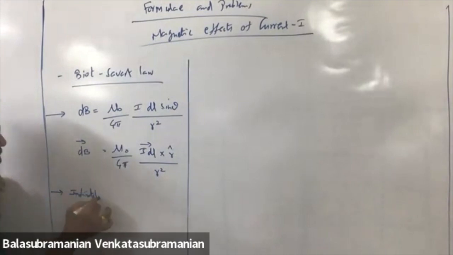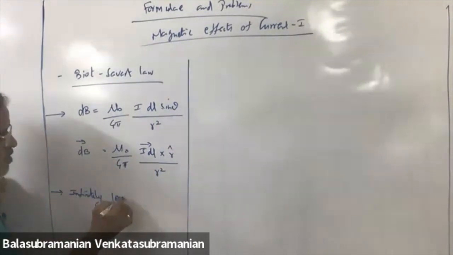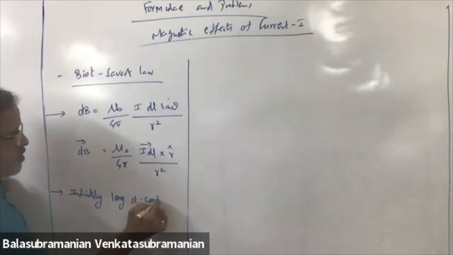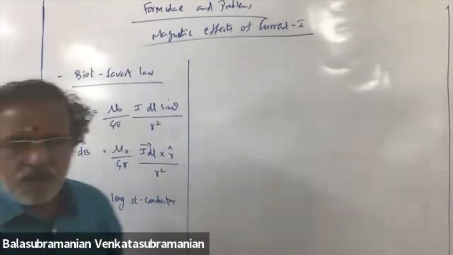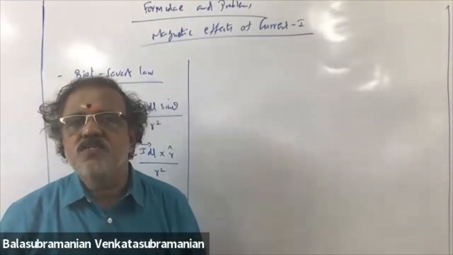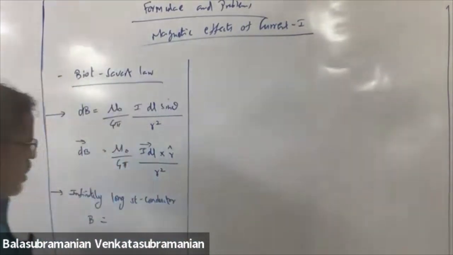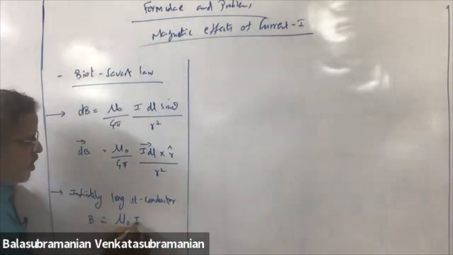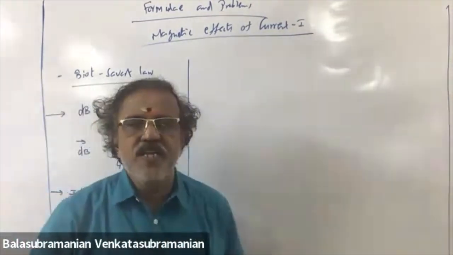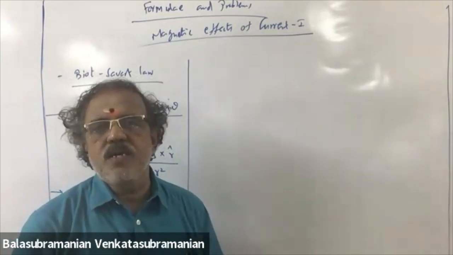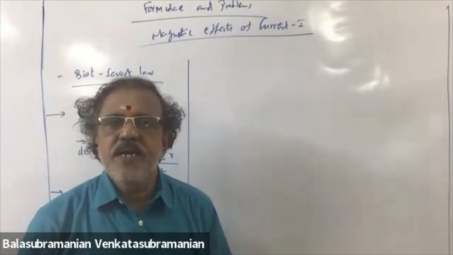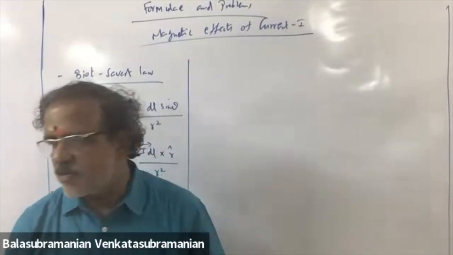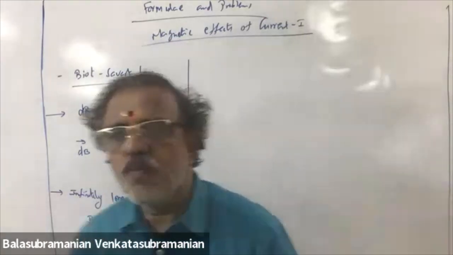Infinitely long straight conductor. Magnetic field at a point due to an infinitely long straight conductor carrying current: B is equal to mu naught I by 2 pi r, where r is the distance between the center of the wire and the point where you are considering the magnetic field. Can be D, it can be A, it can be X, anything. Mu naught I by 2 pi r.